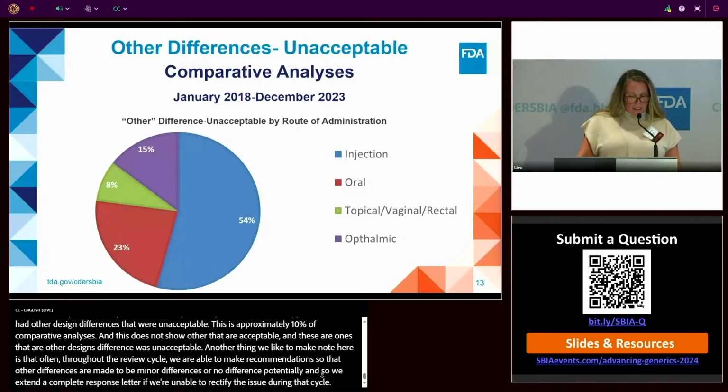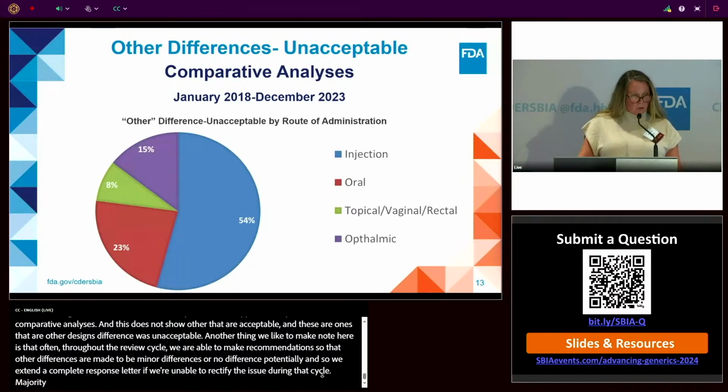The majority of products that had other unacceptable differences were injection products, accounting for over half of the applications. Oral products made up a quarter of the applications, and then ophthalmic products and those products under the topical, vaginal, rectal were the remaining applications.